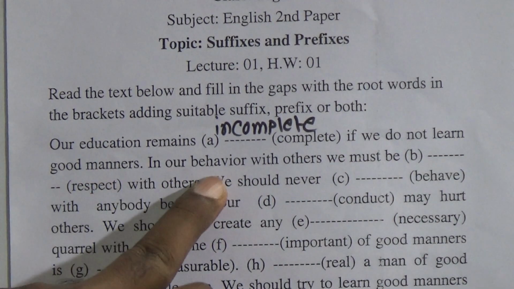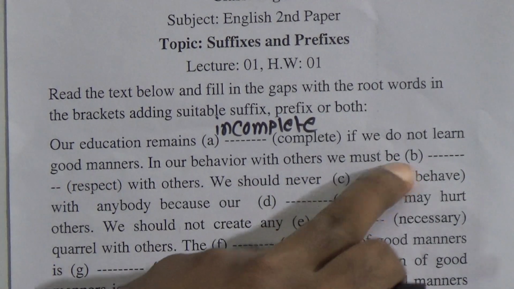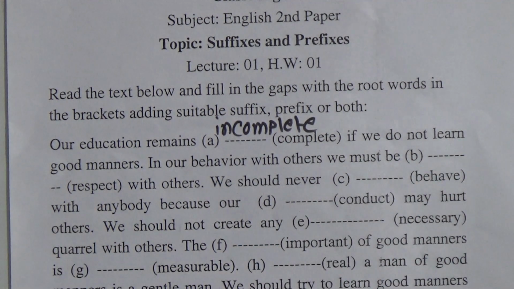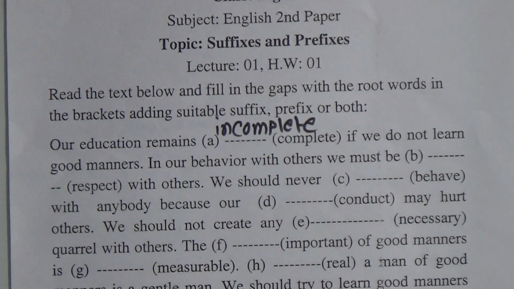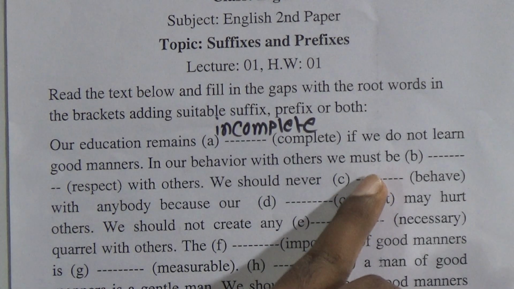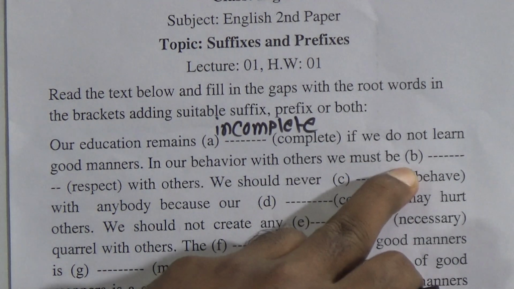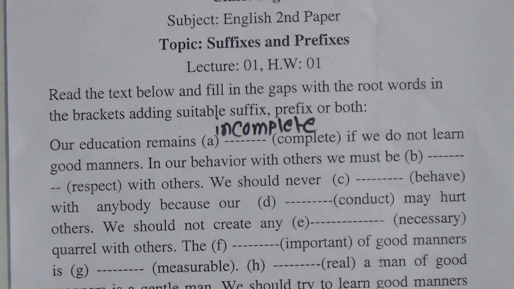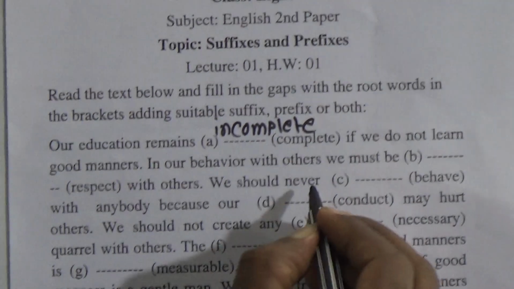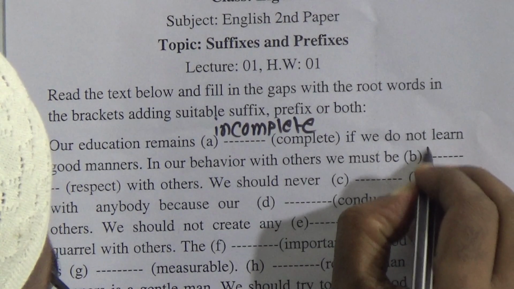Next, in our behavior with others, we must be dash with others. So here the given word in bracket is respect. Must be, mind it. Whenever the pattern is like this, after must be there will be the past participle form or the adjective word. So what will be the adjective of respect? It is respectful. We must be respectful.